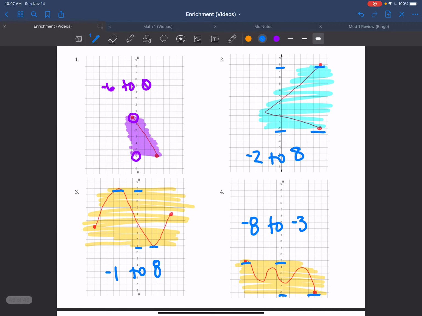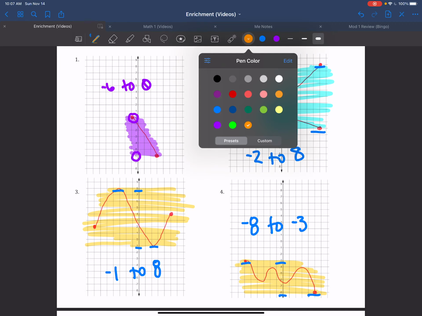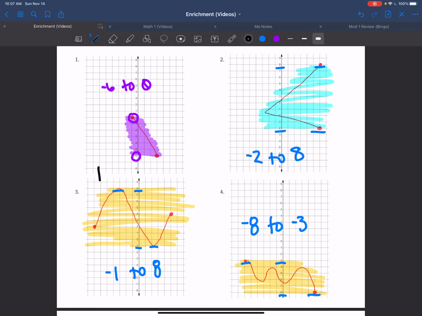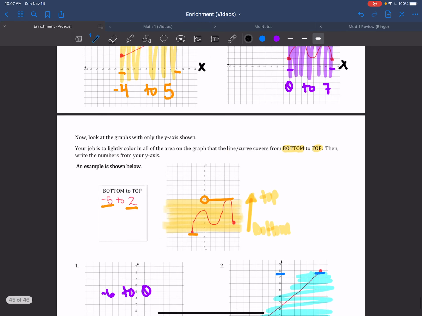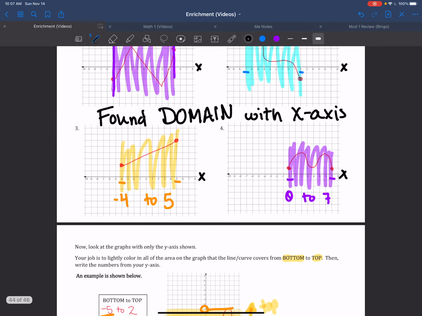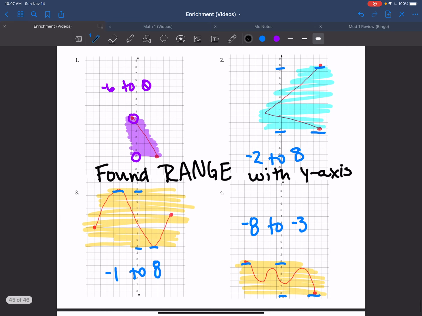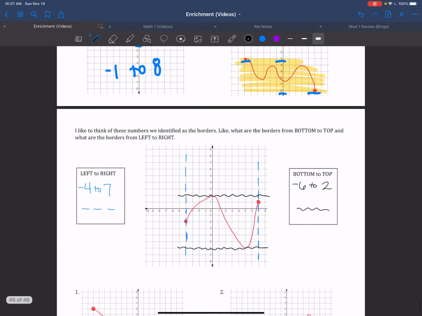So the information that we did here, okay, what we found was the range. That's a new vocab word, the range, and that's with the y-axis. Okay, so x-axis we said was the domain. That was the new vocab word. Y-axis is called the range.